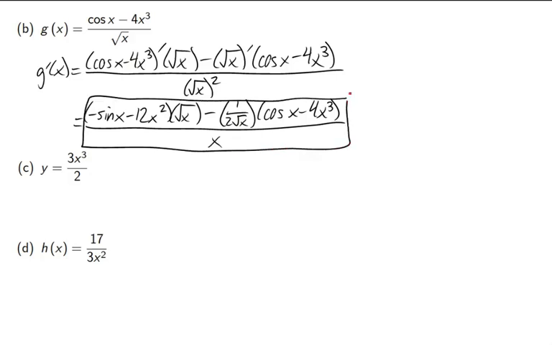Next one. This is an example that if you're being too trigger happy on the quotient rule, you make the problem a lot harder than it is. Note this.